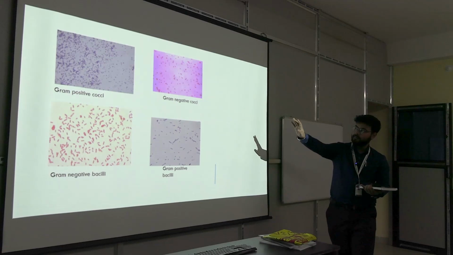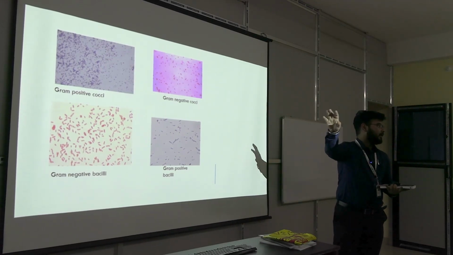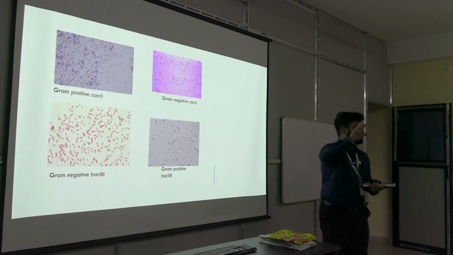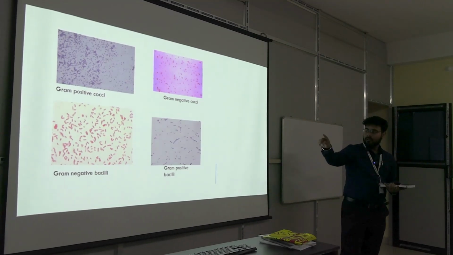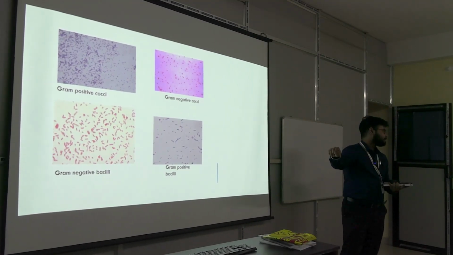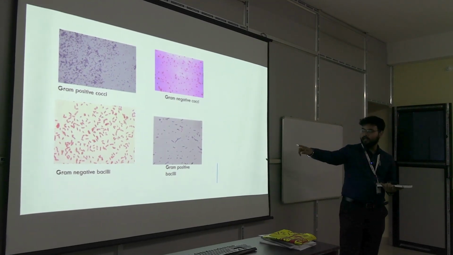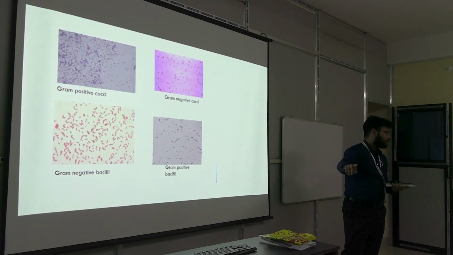This is how it will look. Gram positive cocci will be seen as purple circular. Gram negative cocci will be pink circular. Gram negative bacilli will be pink elongated, and gram positive bacilli will be purple elongated. Okay.